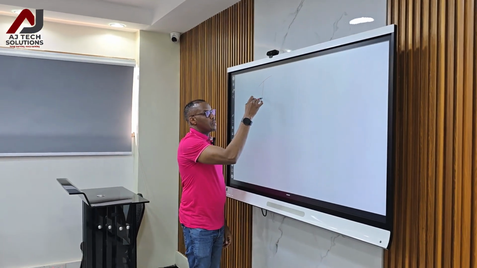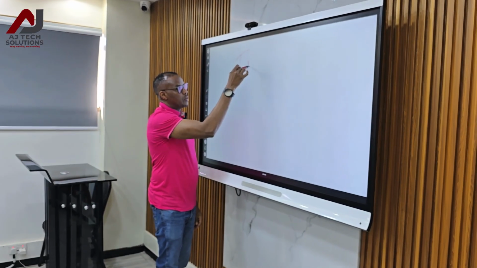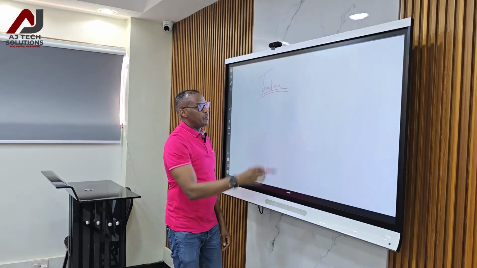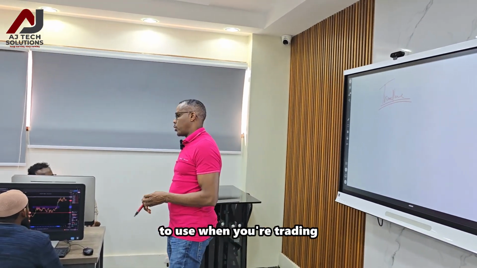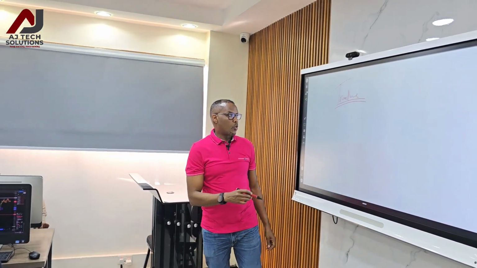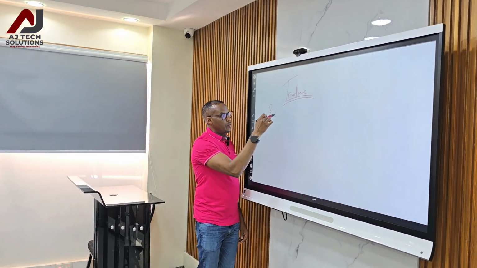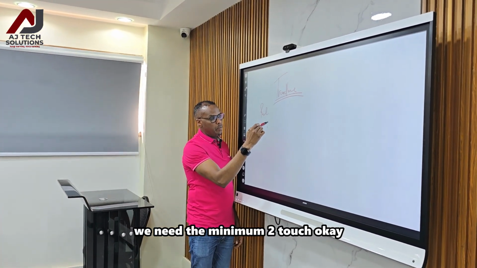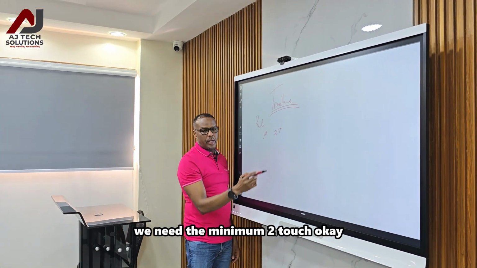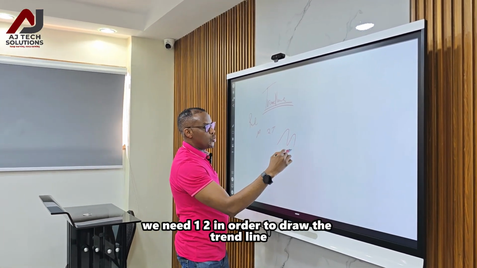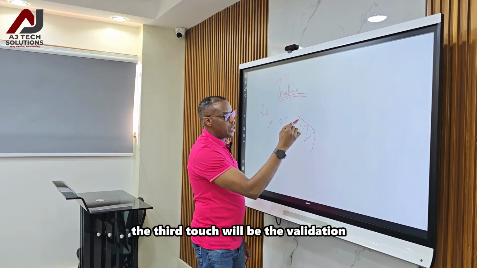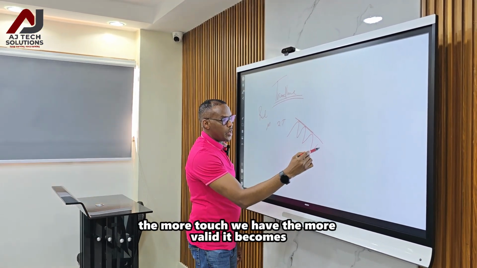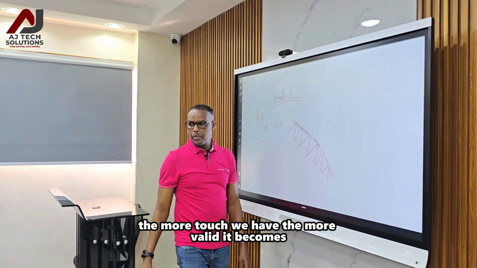Trend lines are a very useful and great tool to use when you're trading. The rule of the trend line: we need a minimum of 2 touches. We need 1, 2 in order to draw the trend line. The third touch will be the validation. The more touches we have, the more valid it becomes.